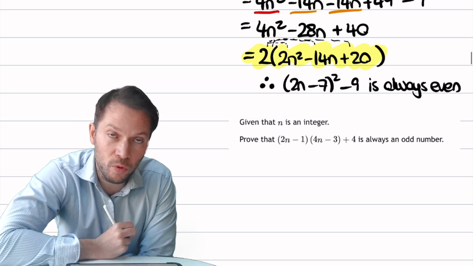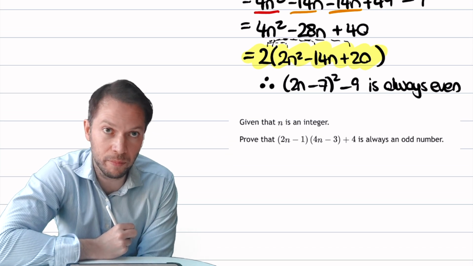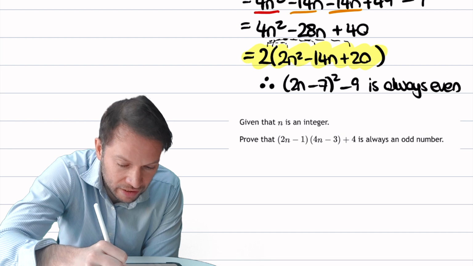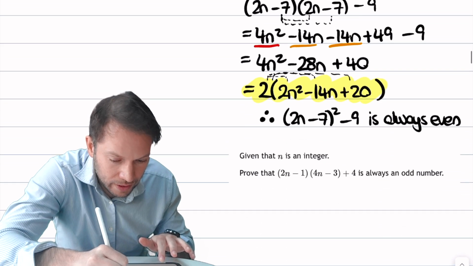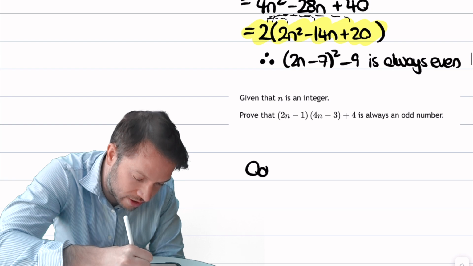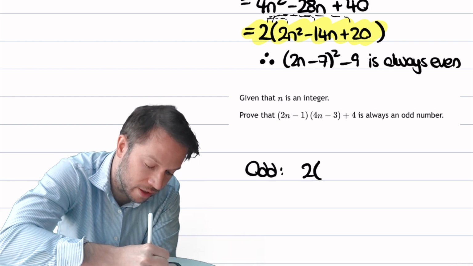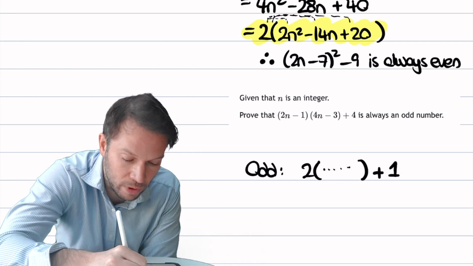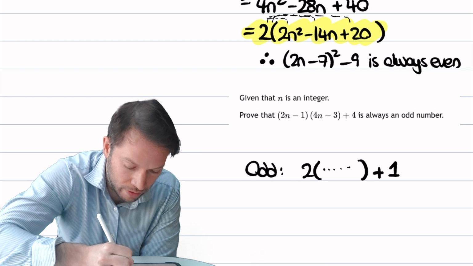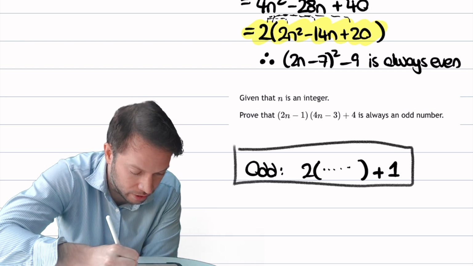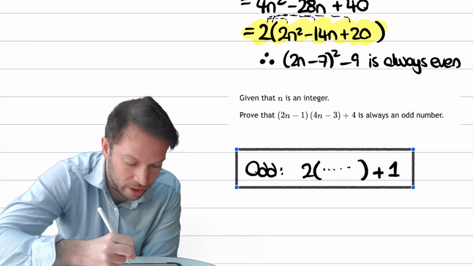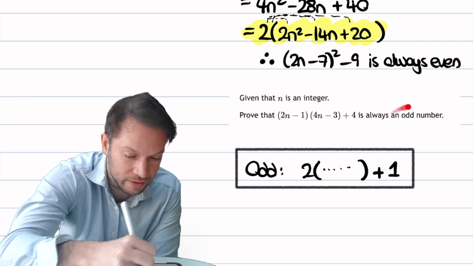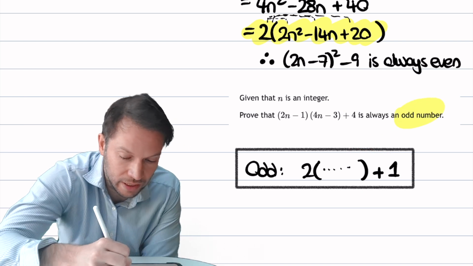Now, an odd number can always be written as 1 more than an even number. For example, 7 is an odd number. It's 1 more than 6, which is an even number. And that means basically an odd number can always be written in the form 2 times something, which will be an even number, as we saw earlier, plus 1. So an odd number can always be written as 1 more than an even number. So using that, we're going to show that this can be written in this form and therefore is always an odd number. Right, so let's expand this.